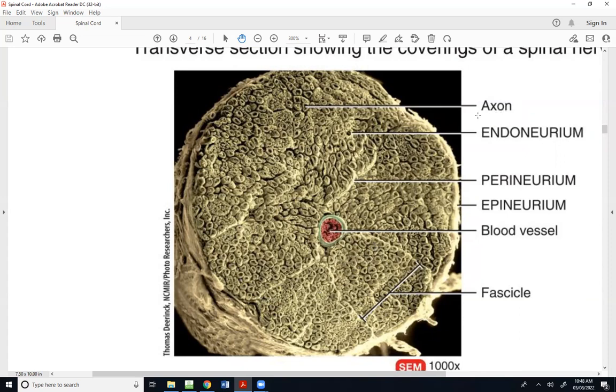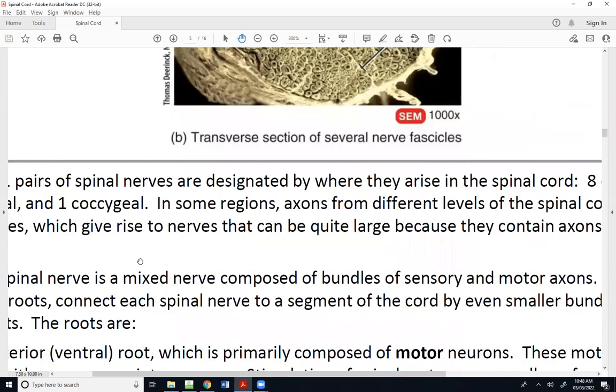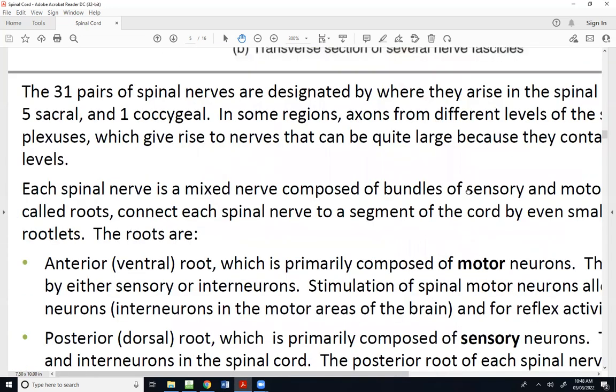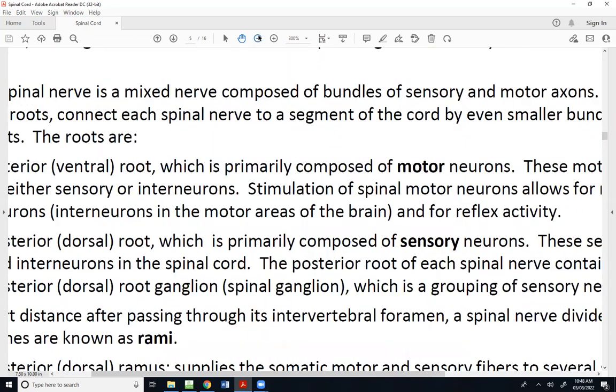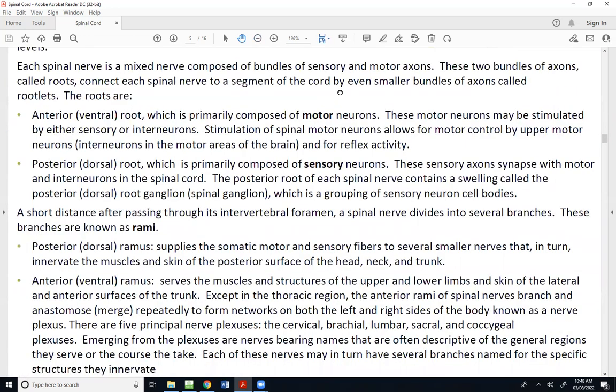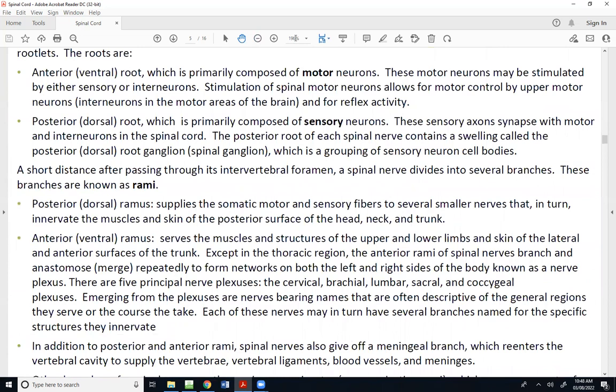So pretty cool to see where you can see things like the epi, the peri, and the endoneurium we just mentioned. Not something you need to worry about for the exam, though. Okay, so now that we kind of have an idea about nerves, we can actually talk about our spinal nerves and how they work.